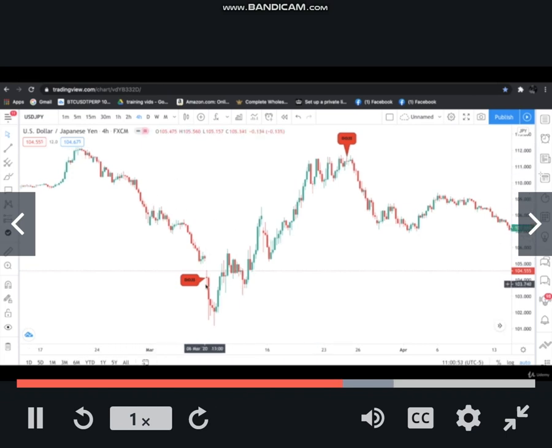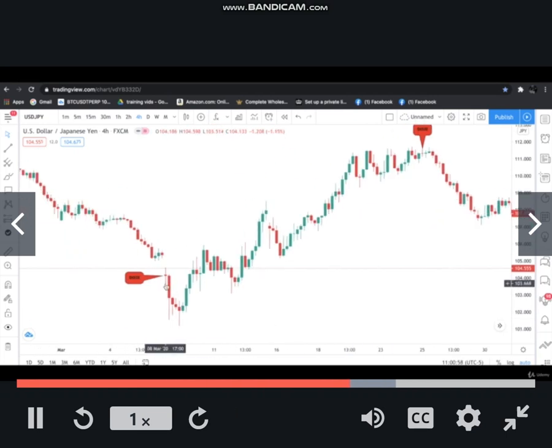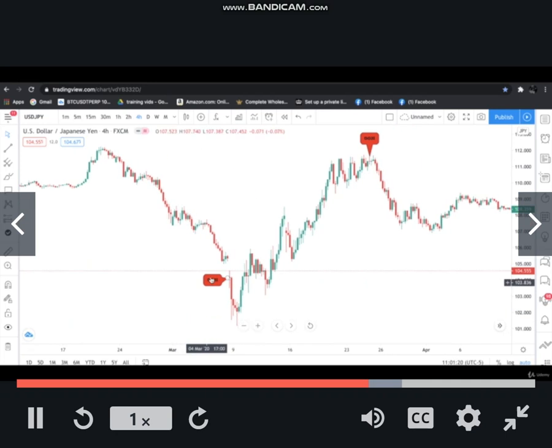The doji candle, as you can see, wait, let me zoom in a bit. A doji candlestick appeared. What does this mean? The buyers and the sellers are both confused. There's a tug of war between them. A doji candlestick appeared in the downtrend, which indicates a chance of a possible trend reversal. And you can see the trend changed afterwards. The price rallied all the way up to here.